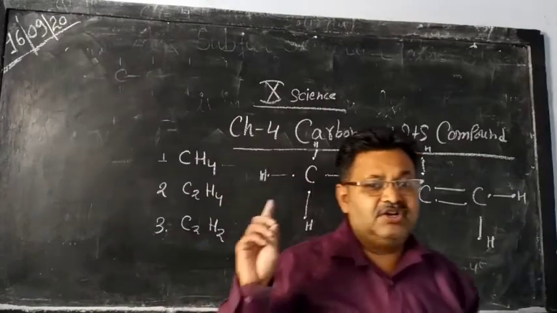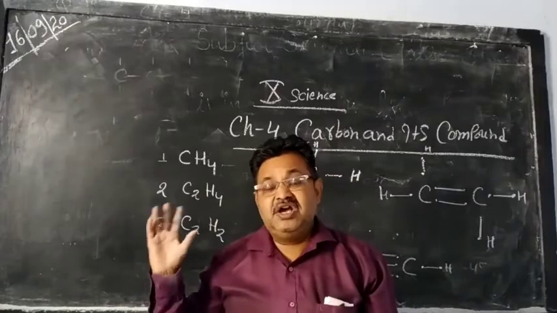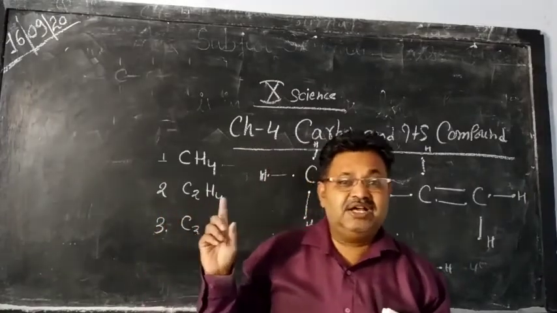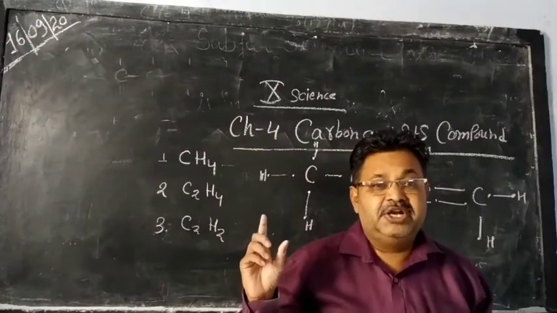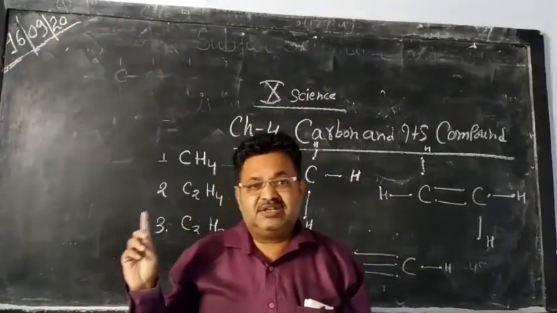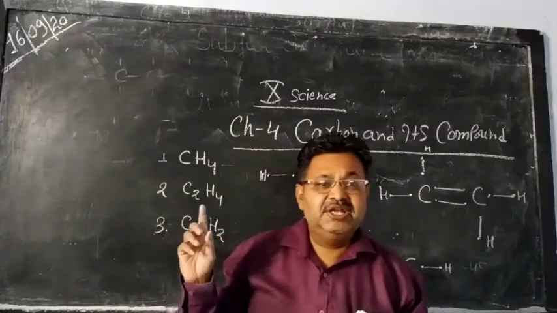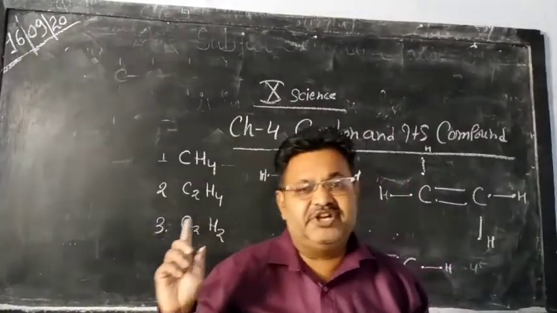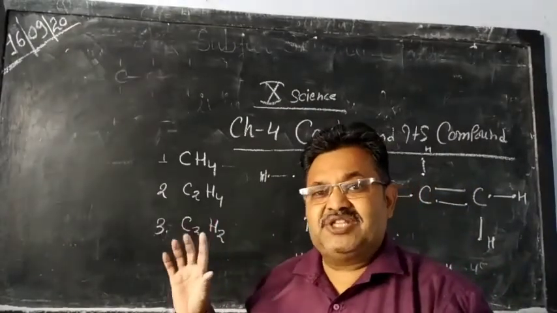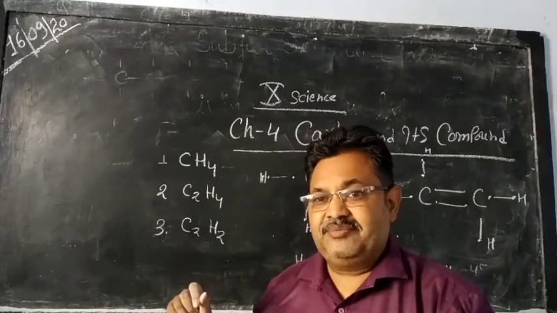So our first allotrope of carbon is diamond. Diamond is the hardest known substance. First, diamond is the hardest known substance. It is used for cutting tools. Second, the hybridization of diamond is sp3. Its structure is tetrahedral. Due to the absence of free electrons, it is a bad conductor of electricity.